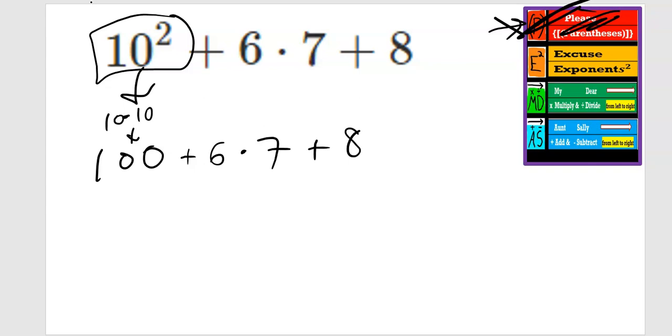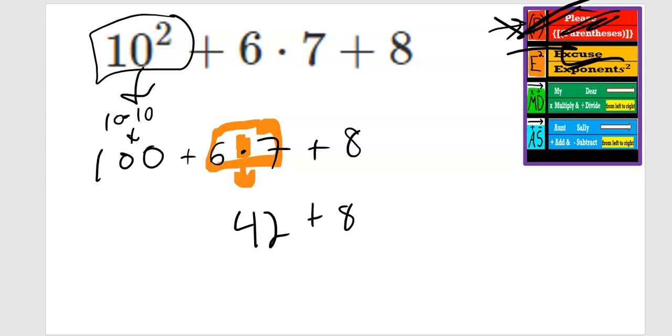Next, any more exponents? Nope, cross that off. What about multiplication, division, in that order? Yes, there is a multiplication right here. So we're going to multiply these two numbers together and drop it down here. 6 times 7 is 42. Rewrite everything else so you don't get lost in the sauce. I'm telling you, watch out.